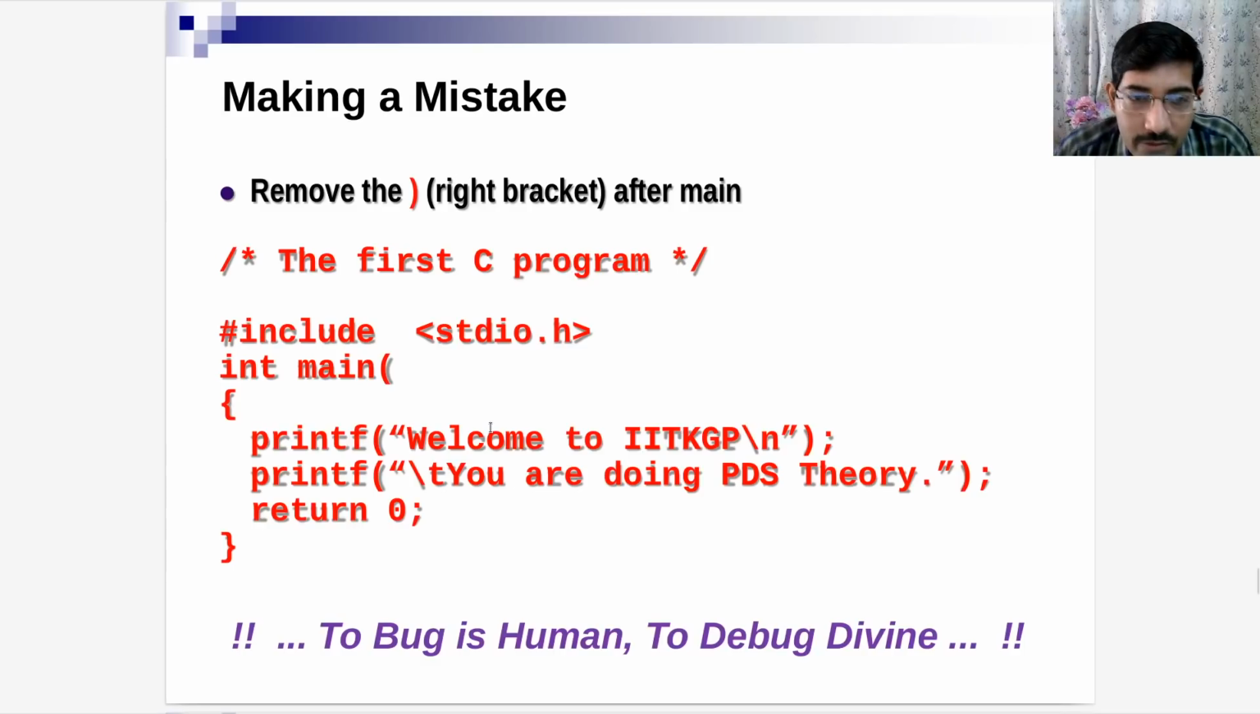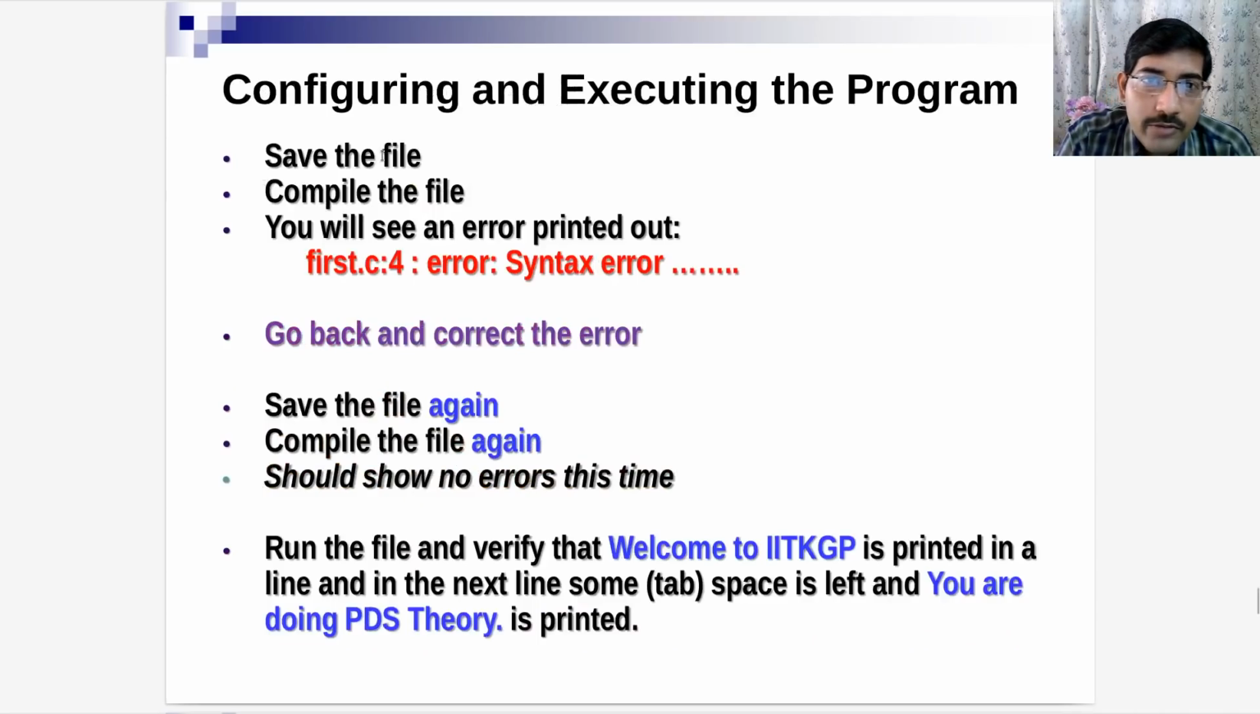So therefore, if you eliminate some of the intermediate pieces from here, sometimes you will get a bug. And there is a very famous line that to bug is human and to debug divine. So you are doing a divine activity if you debug it yourself. Okay, on a lighter note. Then what you do, you again save the file, compile it, and you will see there is an error.